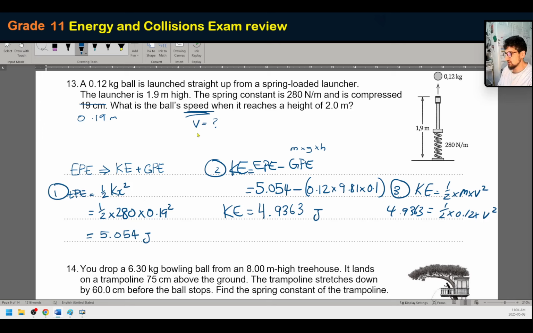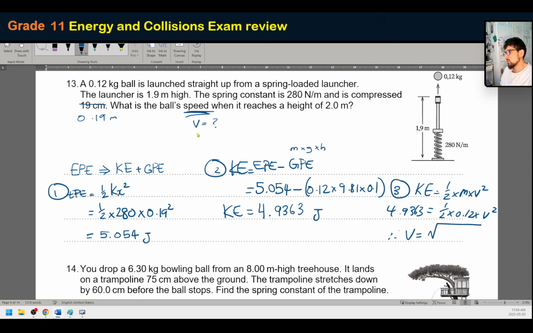4.9363, that's the answer, divided by 0.5 multiplied by 0.12, and that gives me v squared. All right, so v squared is equivalent to 82. Square root all of that, and that is going to be 9.1.